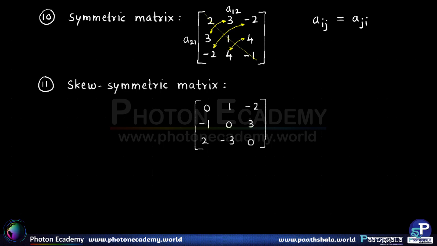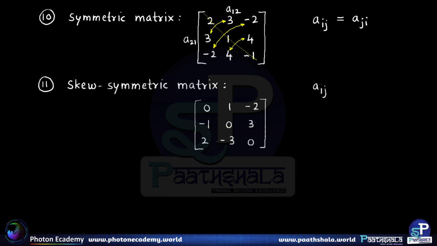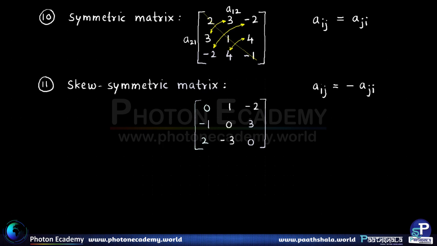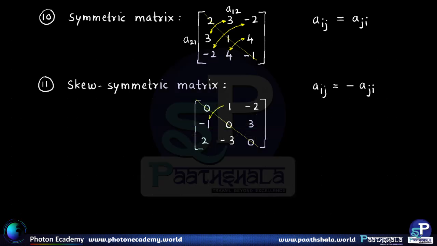Right. Now moving on, we have a skew symmetric matrix. Here the definition is that aij is equal to minus aji. So that means the elements which are mirror images of each other should have opposite signs. So let us consider that this is the diagonal, and we can see that 1 and -1 is a pair of elements. Then similarly we have 2 and -2, and lastly we have 3 and -3. So we see that in each of these pairs, the elements are of opposite signs.